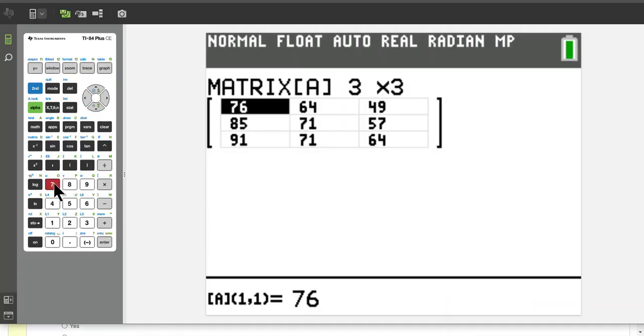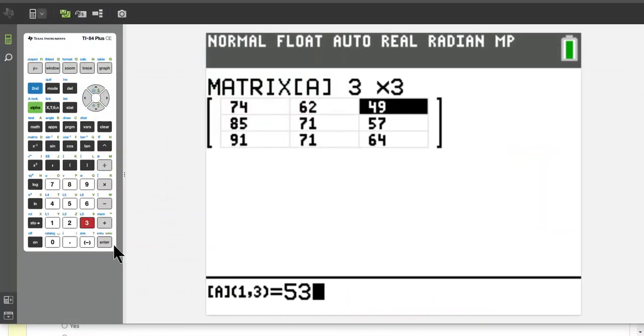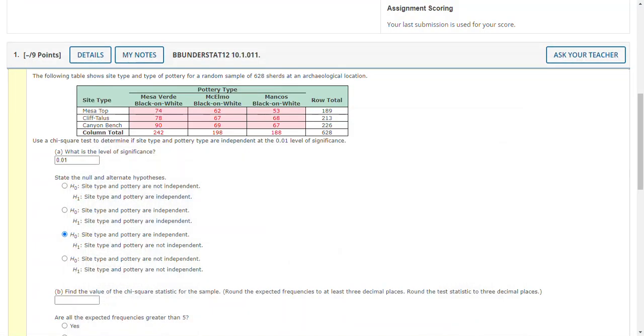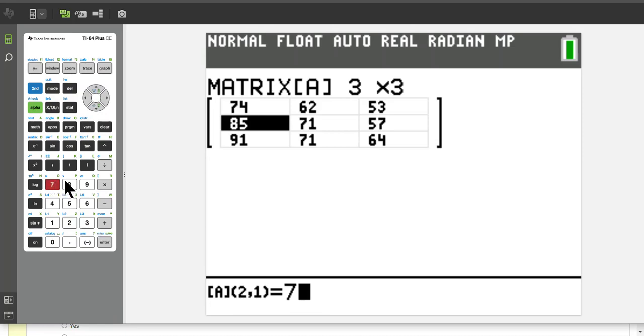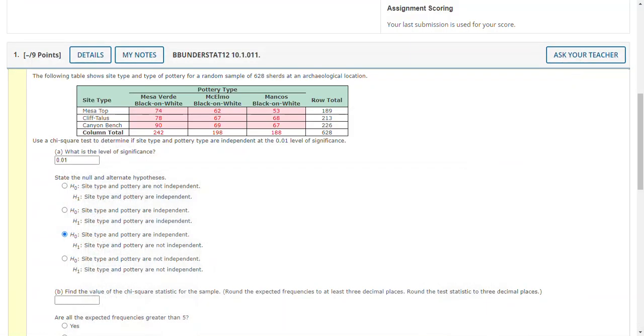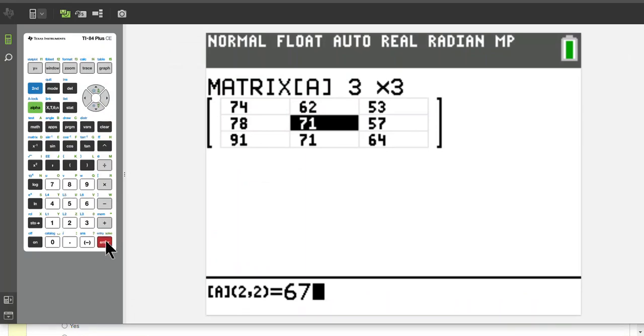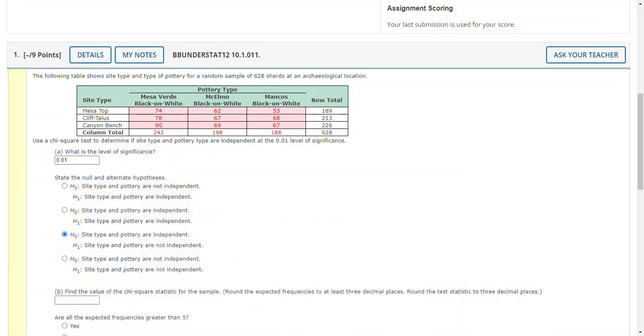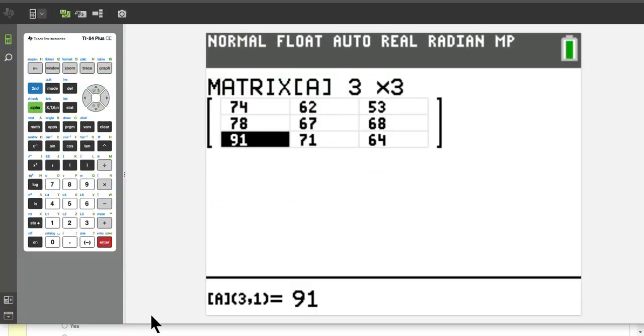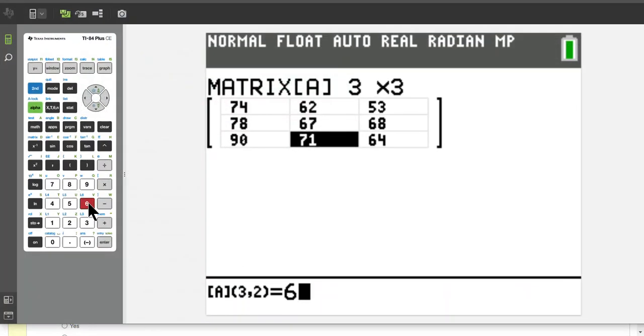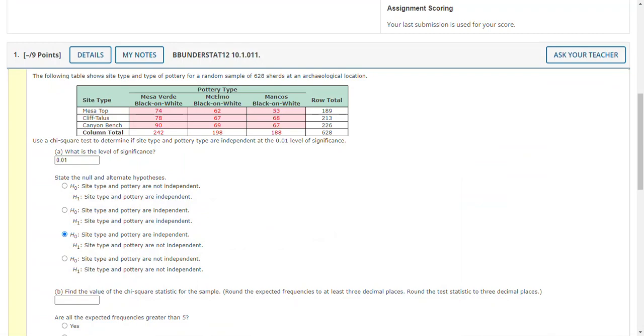So I have 74, 62, 53, 78, 67, 68, 90, 69, and 67.